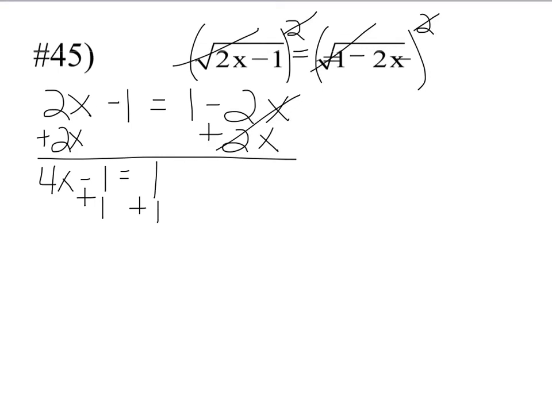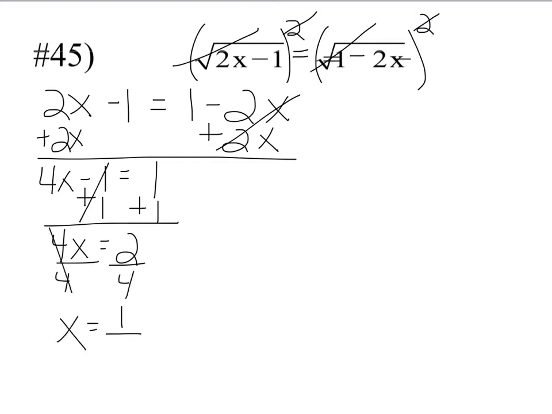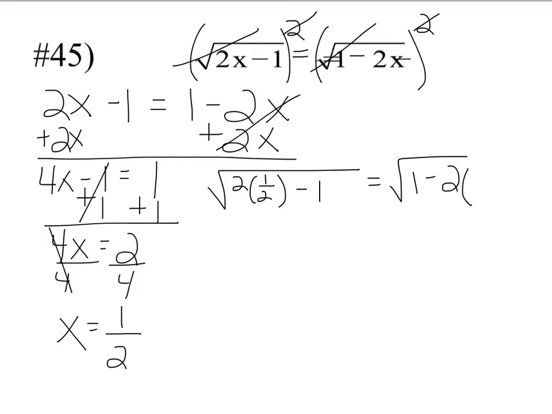Now I need to add 1 to both sides. 4x is equal to 2. Divide by 4. x is equal to 2 over 4, but we don't just leave 2 over 4, we reduce it to 1/2. Now we need to plug in 1/2 to see if that's going to work out for us. So I have the square root of 2 times 1/2 minus 1 equals the square root of 1 minus 2 times 1/2.